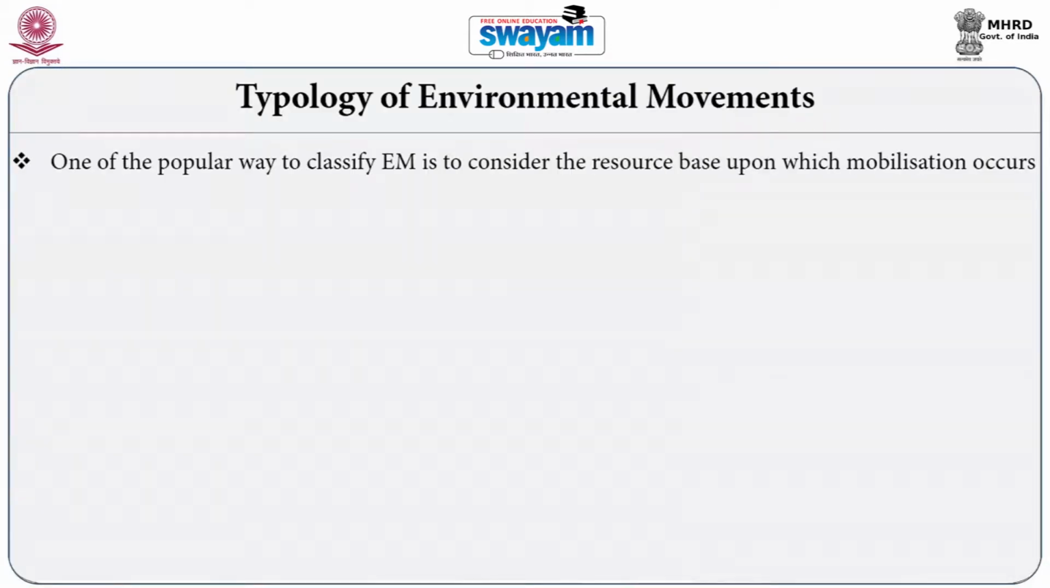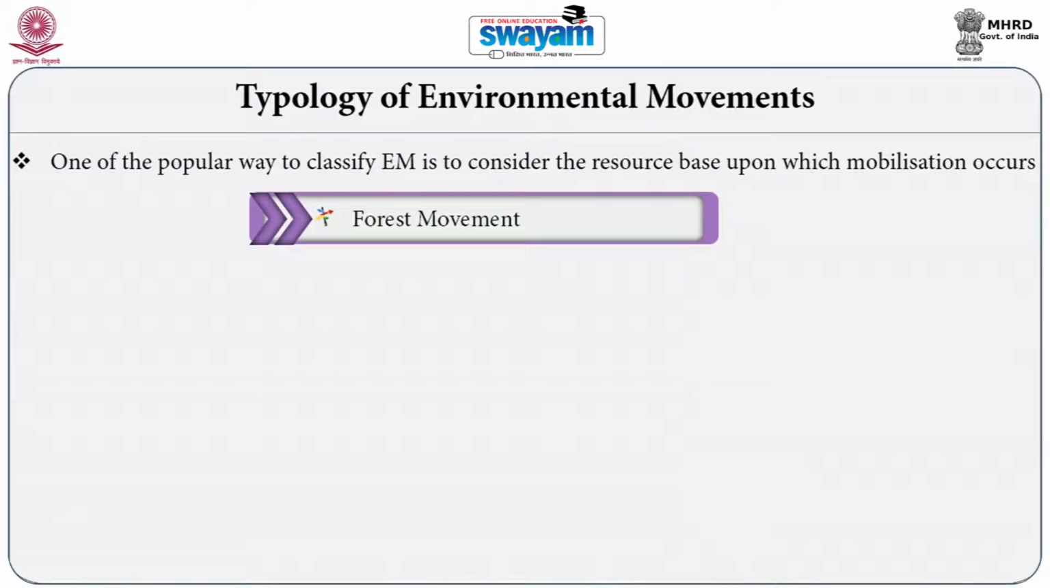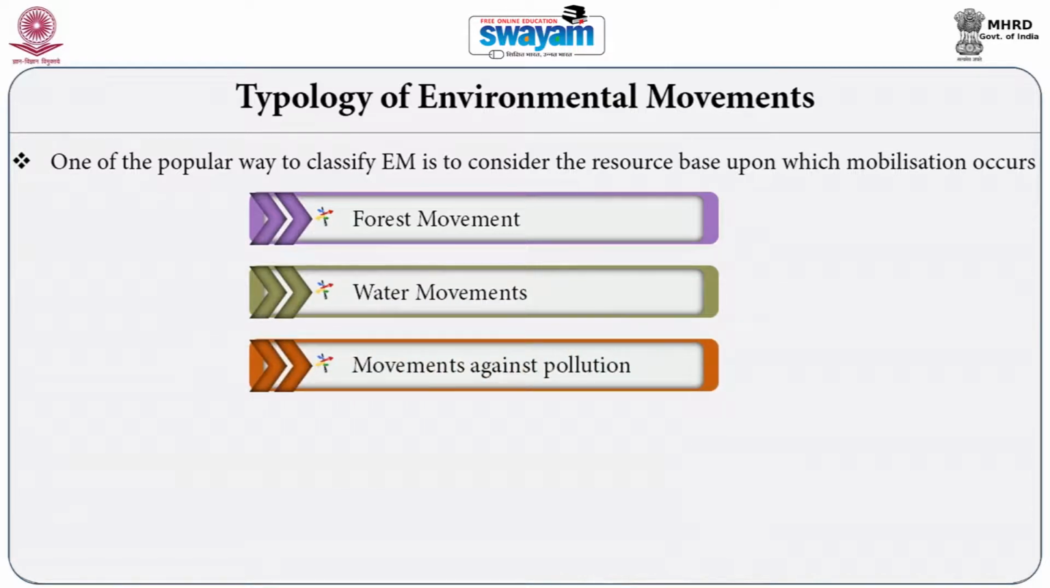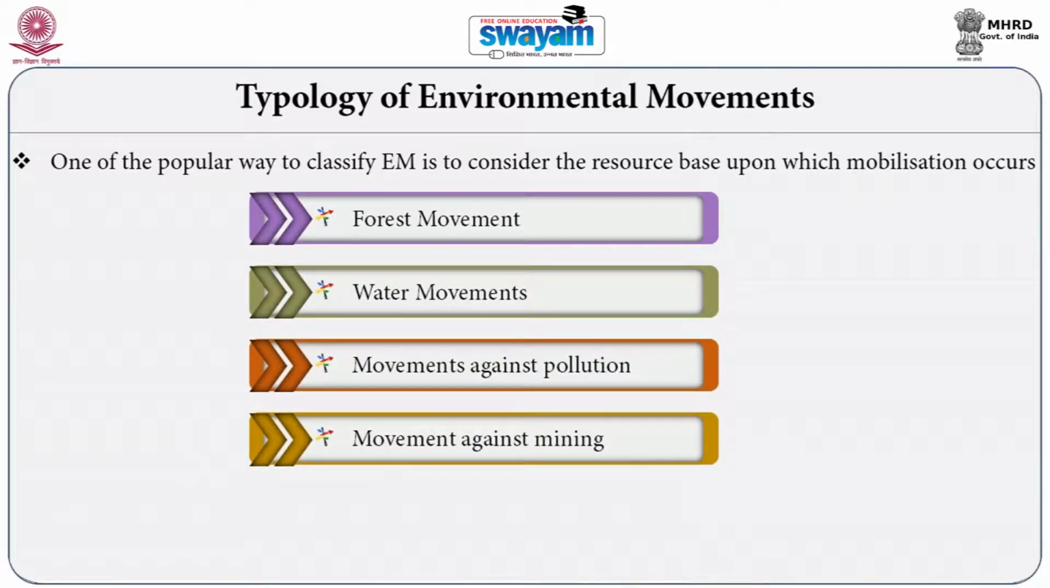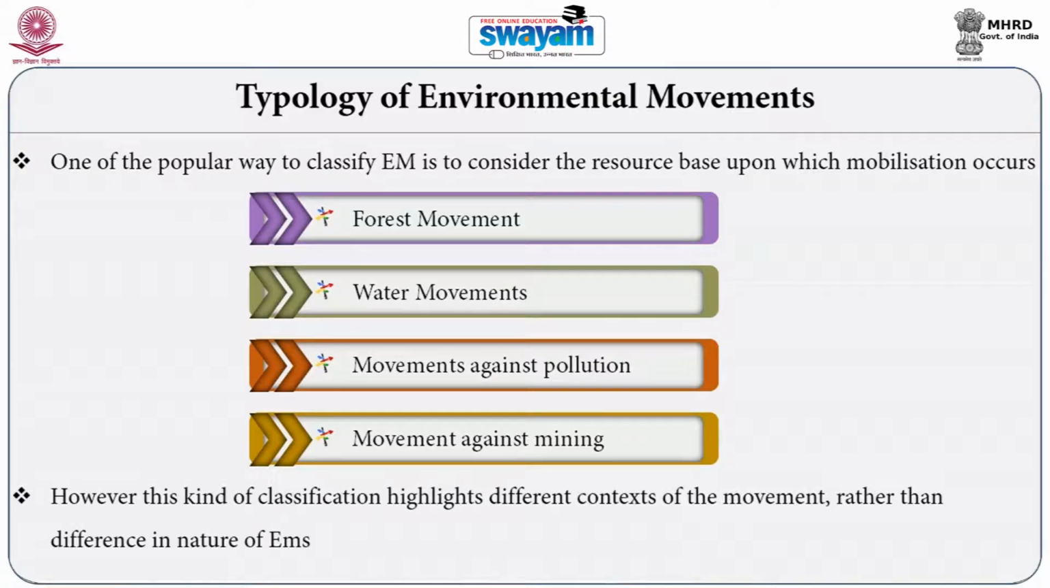Perhaps one of the most common ways of classifying environmental movement is to consider the resource base upon which the collective mobilization occurs. So you may come across several terminologies like forest-based movement, water movement, movement against pollution, movement against mining. In that sense, these classifications essentially highlight the resource base upon which the mobilization takes place. While there is certain merit in this kind of classification, one of the major problems is that these classifications necessarily highlight differences in context, whereas the mobilizations may be of the same nature.